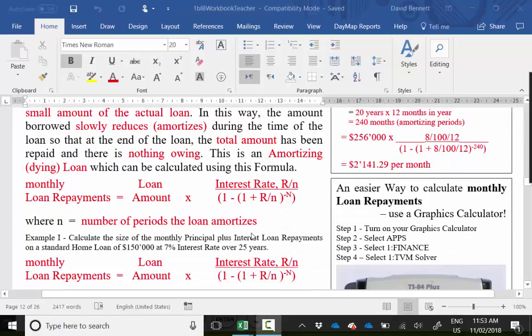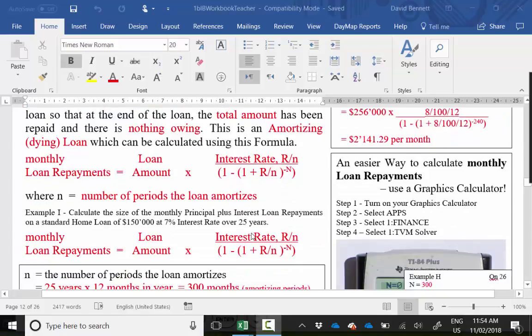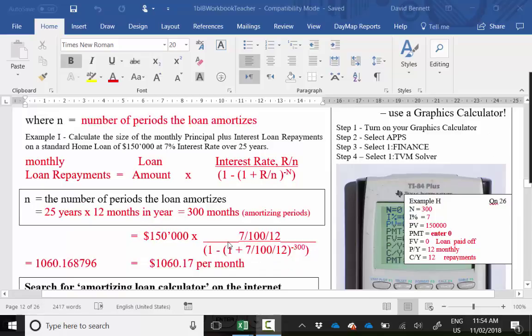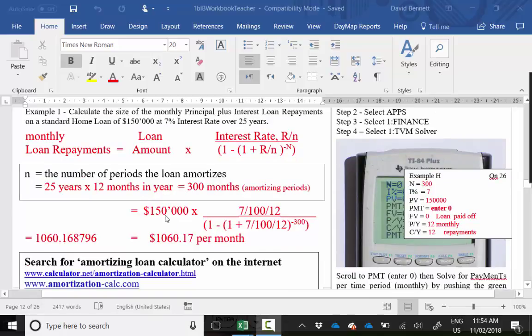Now what this calculation does is work out how much your monthly repayments need to be in order to pay it back over X number of years. In this particular calculation, 25 years, we're making monthly repayments, so we've got 300 months and a loan for 150,000, using 7% interest. That works out what our monthly repayment should be. This calculation is simply your interest rate per period, and then it's one take your interest rate per period over the total number of periods. It looks a bit complicated.